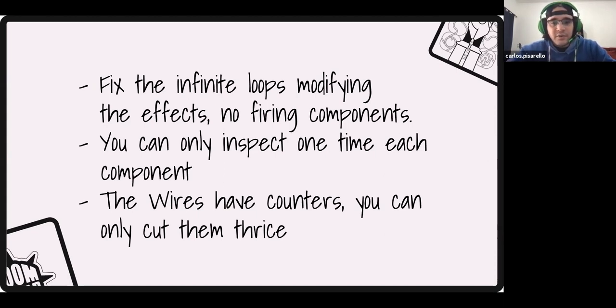The other action item was you can only spend each component one time. So from that moment, when you put an effect behind one component, you are setting your destiny, let's say, on that component. You can't change it anymore. If it's something bad, you can't change it to something good. The wires have counters now, so you can only cut them thrice. Putting a limit to the times you can cut a wire is like balancing the actual component.